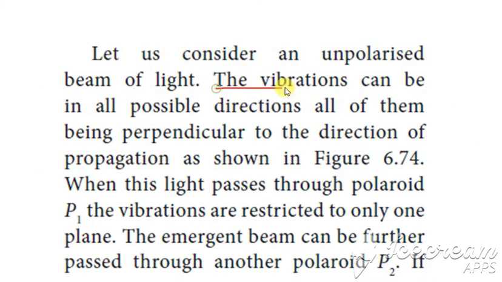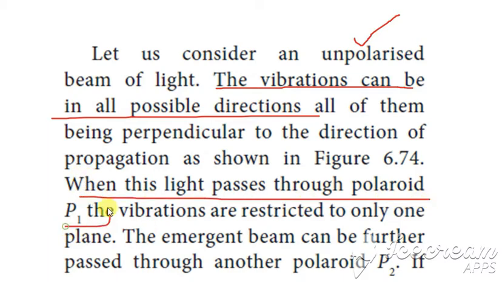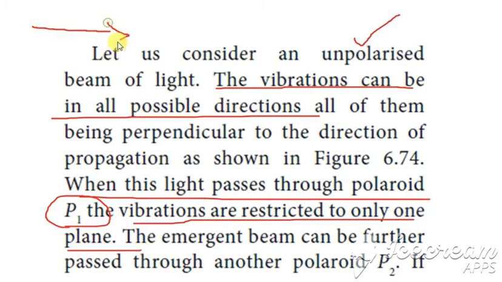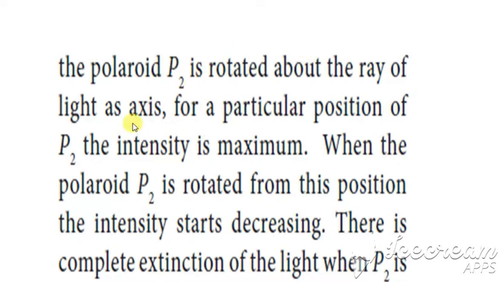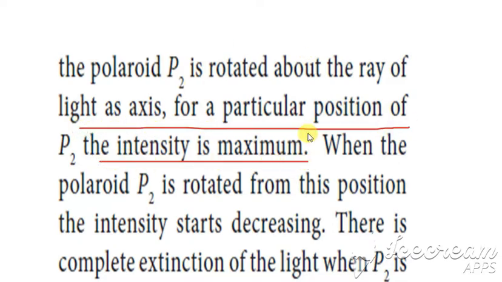Just see this: the vibrations can be in all possible directions. Why? Because it is unpolarized light. Then, when this light passes through the Polaroid P1, the vibrations are restricted to only one plane. This emergent beam goes to the Polaroid P2. If P2 is rotated, for a particular position the intensity is maximum. As I've told you, when rotating, it decreases, at a particular point it becomes 0, then on further rotation it starts increasing.